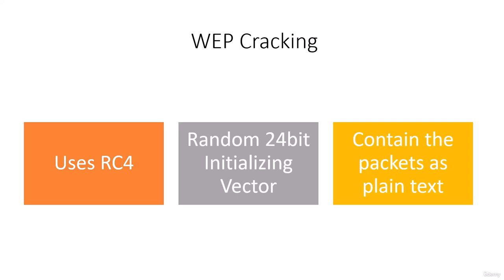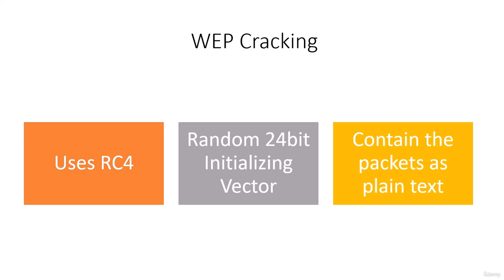Each packet sent into the air has a unique key stream, and WEP ensures that the key stream is unique using a 24-bit initializing vector. The initializing vector is a random number. It's sent in the packet as plain text, so this part is not encrypted. If you read a packet, you'll be able to read it as plain text.